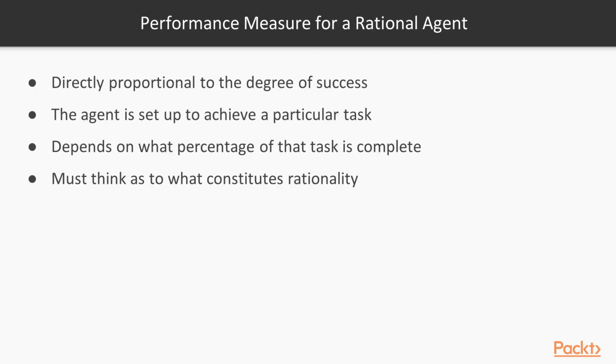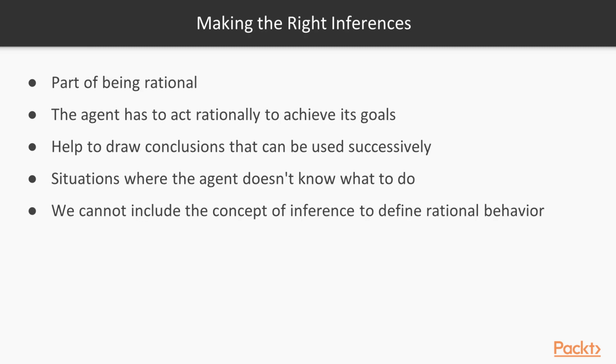How do we define the performance measure for a rational agent? One might say that it is directly proportional to the degree of success. The agent is set up to achieve a particular task, so the performance measure depends on what percentage of that task is complete. But we must think as to what constitutes rationality in its entirety. If it's just about results, can the agent take any action to get there? Making the right inferences is definitely a part of being rational, because the agent has to act rationally to achieve its goals. This will help it draw conclusions that can be used successively.